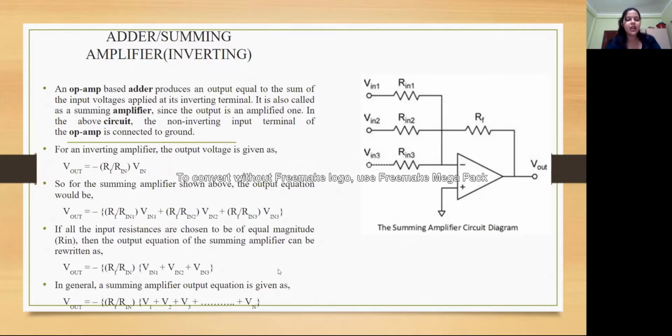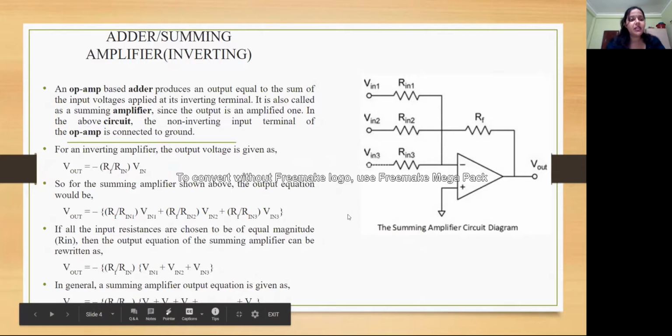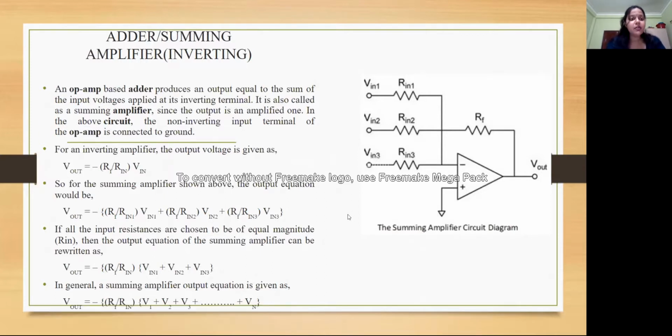Okay, so let us first see what is written here. An op-amp based adder produces an output equal to the sum of the input voltages applied at its inverting terminal. It's also called a summing amplifier. Since the output is an amplified one, in the above circuit, the non-inverting input terminal of the op-amp is connected to ground. Yes, we all know this.